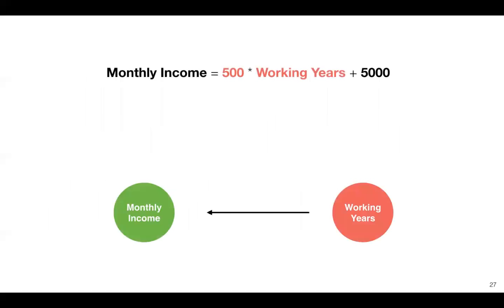That means we have this kind of formula: the monthly income equals 500 multiplied by working years plus 5,000. These two values, 500 and 5,000, are different from what we saw in Exploratory, but I'm just making up these numbers to explain this simply.